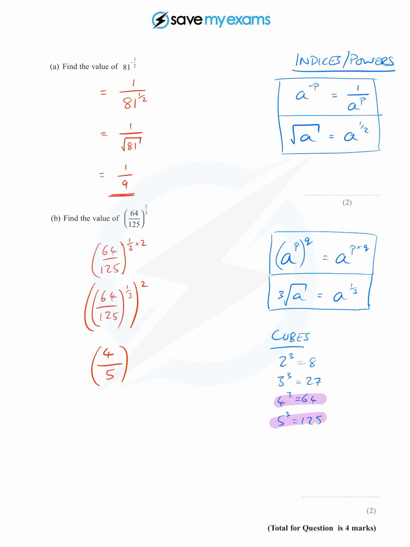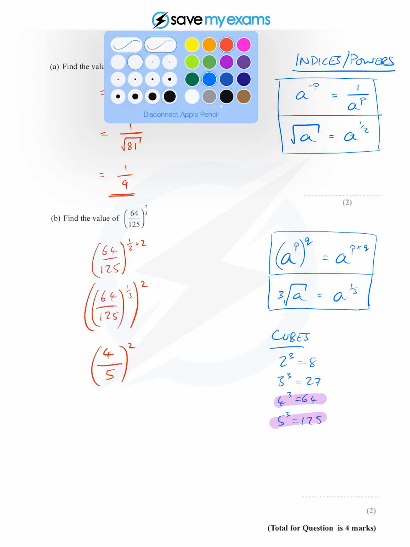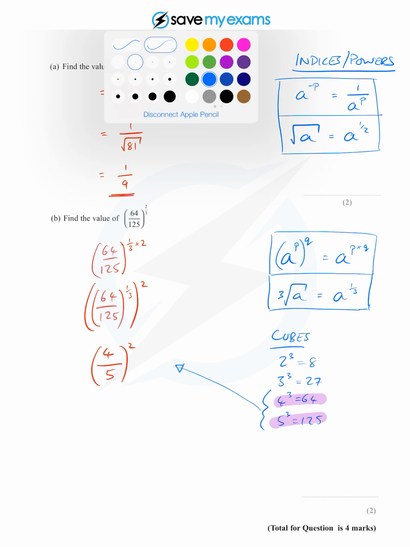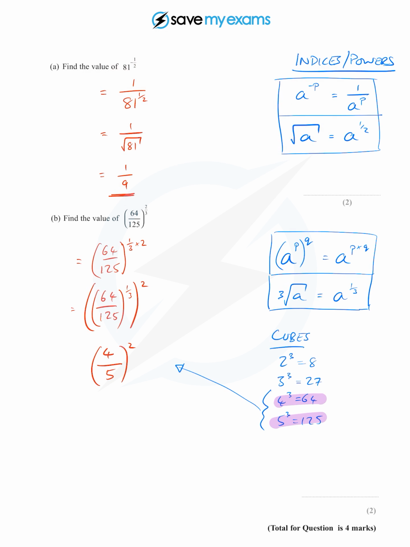And so we've dealt with the power of a third, and we've just got the squared left. So we've used those two things to get to here. Missing a few equal signs here. Let's put some equal signs in. And now we just have to square the top and square the bottom. And 4 squared is 16, and 5 squared is 25. So we get 16 25ths. And that is that.